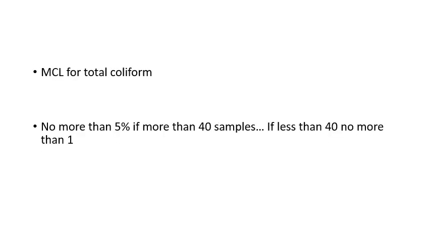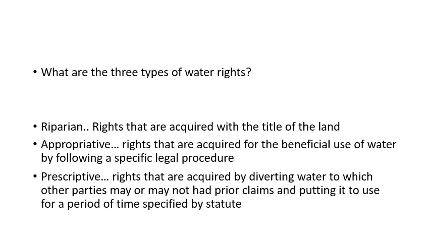MCL for total coliform. No more than 5% if more than 40 samples taken. If less than 40, no more than 1. What are the 3 types of water rights? Riparian, appropriative, and prescriptive. Riparian, rights that are acquired with the title of the land. Appropriative, rights that are acquired for the beneficial use of water by following a specific legal procedure.